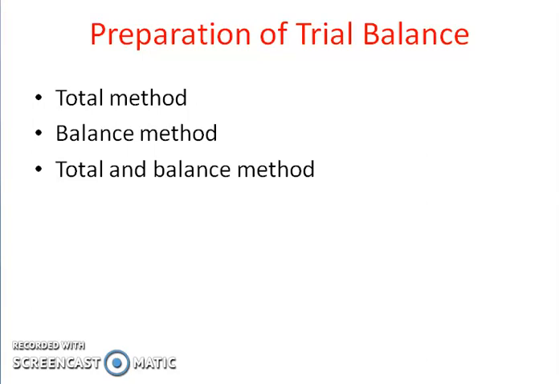Then the second method is balance method. Under the balance method, the difference of each account is ascertained first. If the debit side of an account is bigger than the credit side, then the difference is put on the credit side and the account is known as debit balance. And if the credit side is bigger, the difference is put on the debit side and is known as credit balance. Now these balances are put on the debit and credit amount columns of the trial balance.